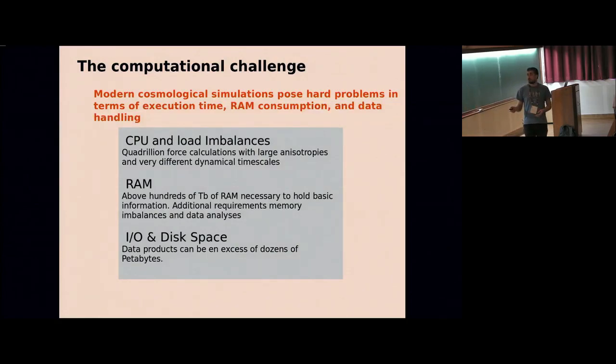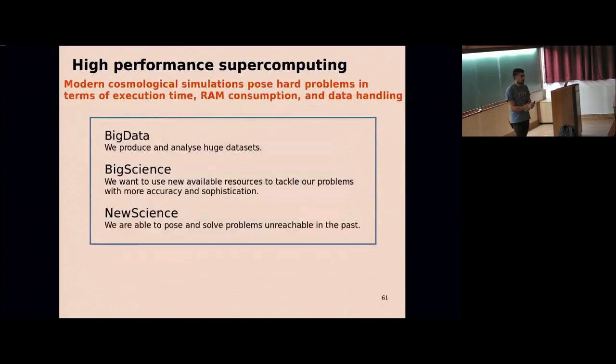And then there is a lot of data products being produced, and typically can be of the order of petabytes if we want to store or read the initial conditions or store the distribution of particles and so on. So these are very tough computational problems. And that actually leads to the need of high-performance supercomputers. So I wanted to spend a few minutes discussing what high-performance supercomputing is and why it is needed.